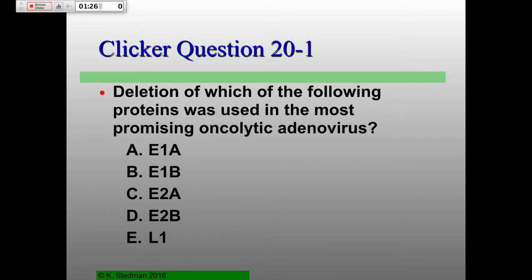Deletion of which of the following proteins was used in the most promising oncolytic adenovirus? Adenovirus? When was that? That was like forever ago. Like Monday.